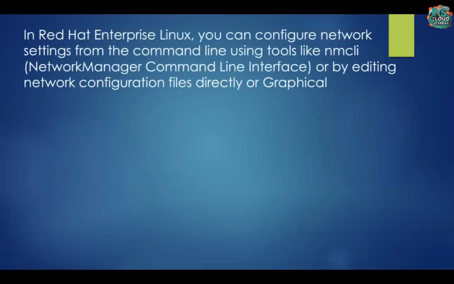So in today's class, in Red Hat Enterprise Linux, you can configure network settings from the command line using a tool like nmcli, the NetworkManager command line interface, or by editing network configuration files directly, or in graphical mode. So there are 3-4 ways to configure IP addresses and to manage network configuration in a Linux system.